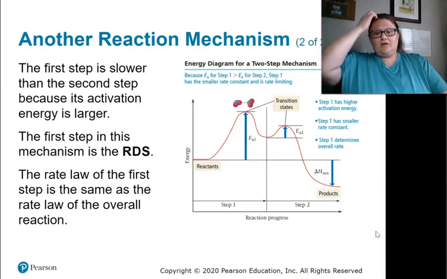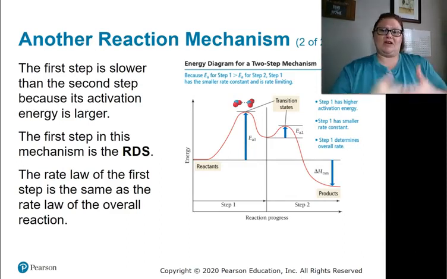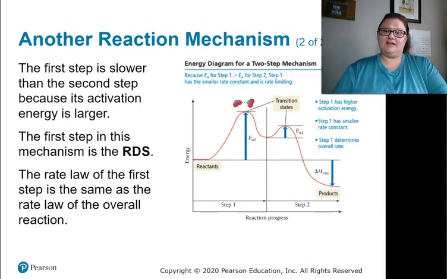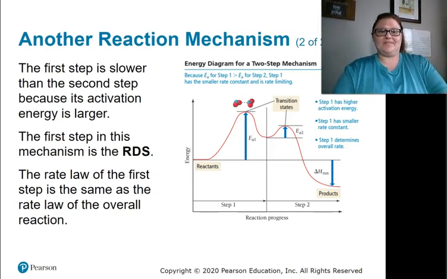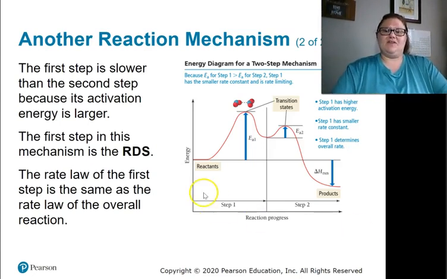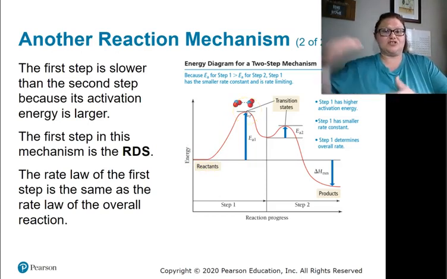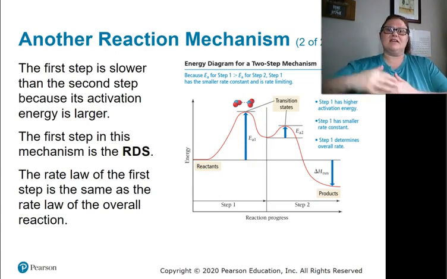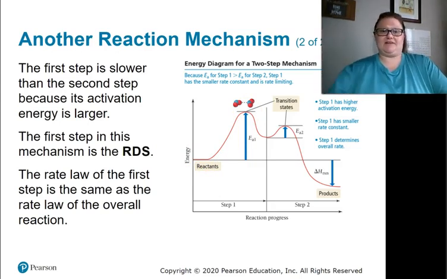Okay, what if we have a two-step mechanism like the picture you see here, where we have a first activation energy and then a second activation energy to reach on our way to the overall product. The first step here in this picture, to reach that first activation energy, must be our rate determining step. See how much taller the activation energy is? It's a greater value, so it's going to take more time to reach that.